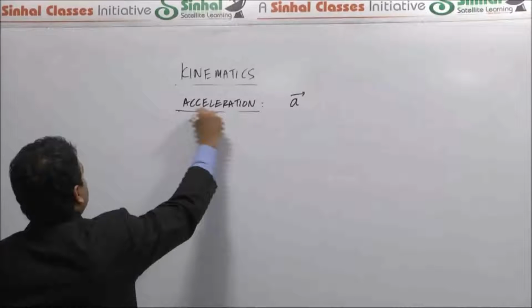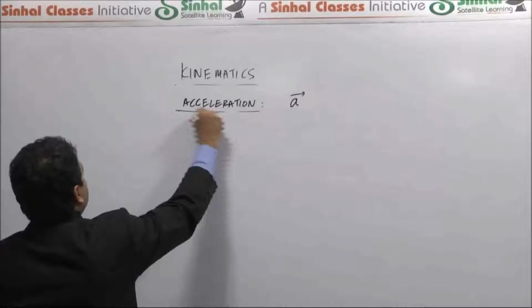Okay, so obviously one important thing to keep in mind: acceleration is a vector. Secondly, the dimension of acceleration is LT^-2, right? So the units are meters per second square and centimeters per second square respectively.